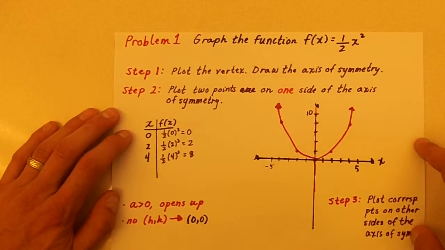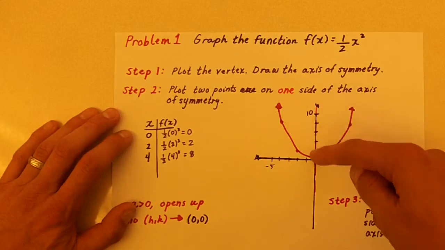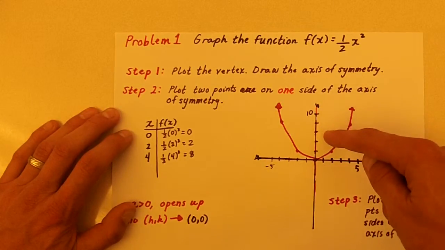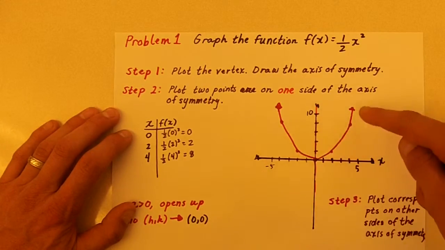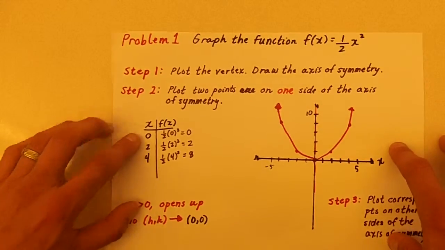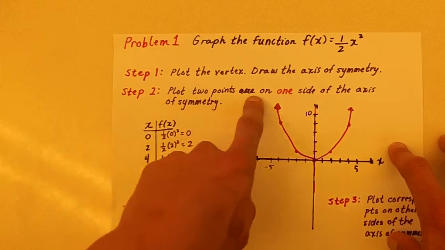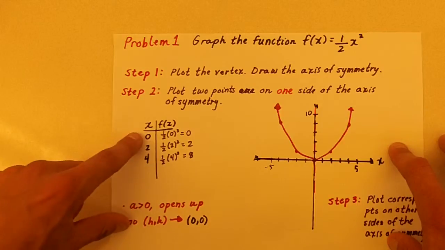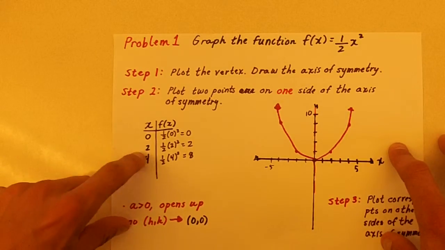Okay, that's just very easy to do no matter where the axis of symmetry is. Pick a point immediately to the right and immediately to the left, and we can graph that. So I've created a table here to plot these 2 points on one side. So I pick 0, I pick 2, and I pick 4.